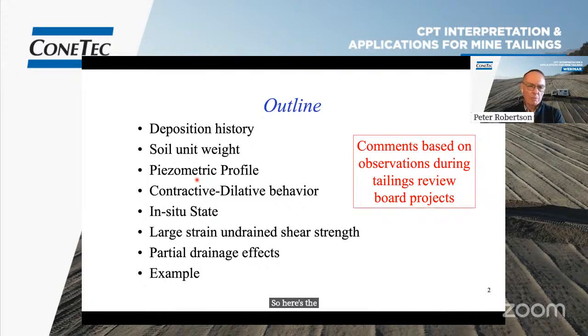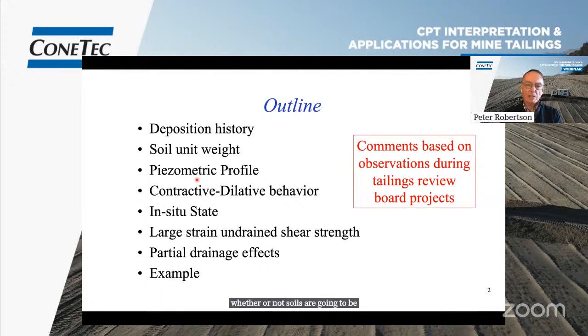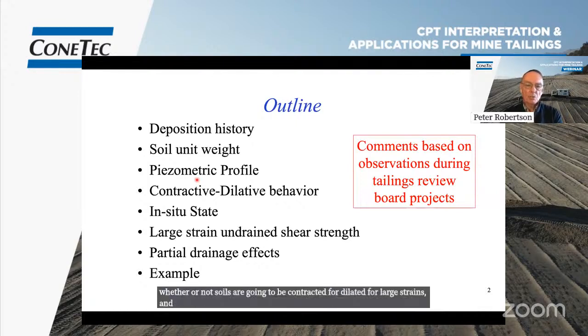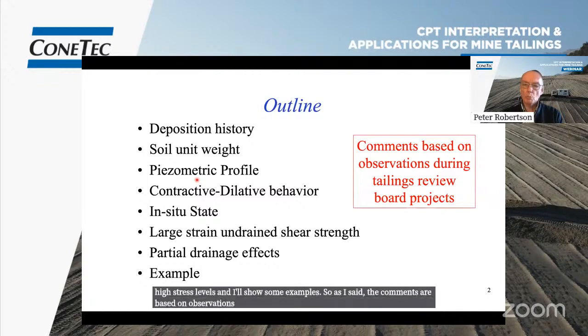I want to talk very briefly about how the geologic history, the depositional history of tailings plays a role. And then we'll talk briefly about the role of soil unit weight, piezometric profile, and then, of course, whether or not you can determine whether soils are going to be contractive or dilative at large strains, and then how you estimate in situ state, and then go on to large strain undrained shear strengths, and then partial drainage effects. And I'll also talk about high stress levels, and I'll show some examples. So as I said, the comments are based on observations during tailings review board projects.